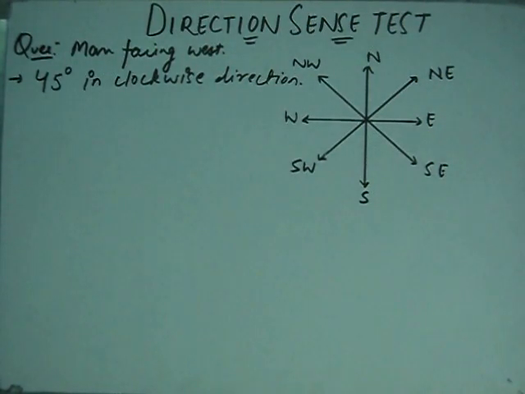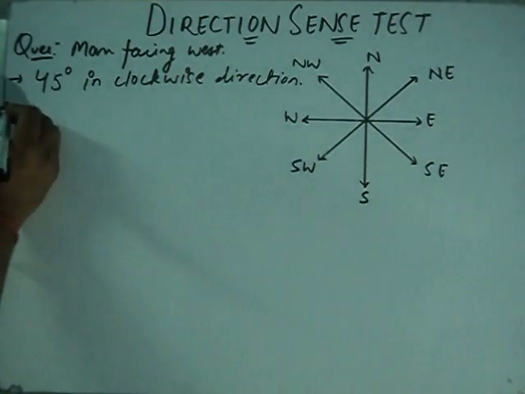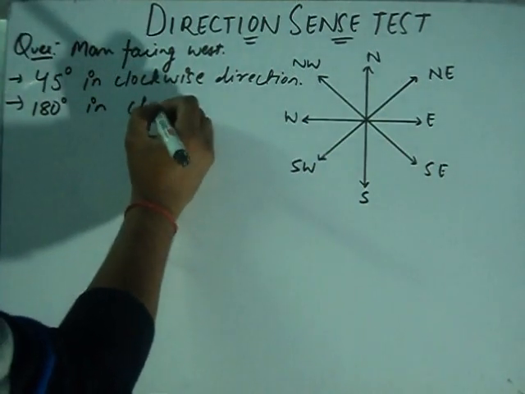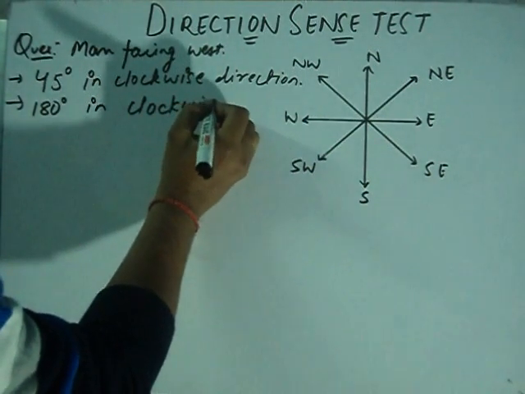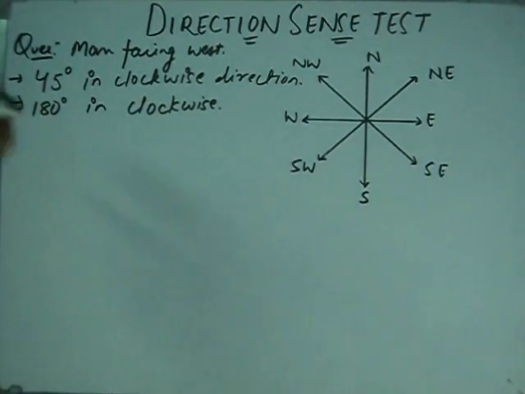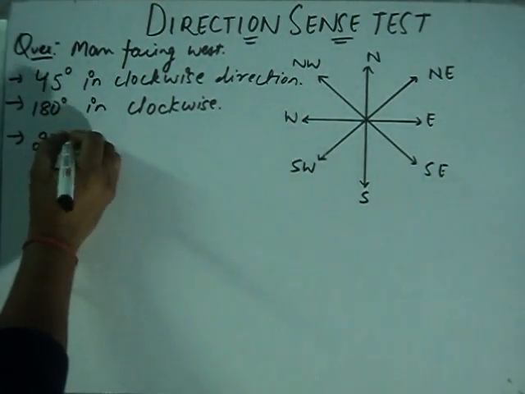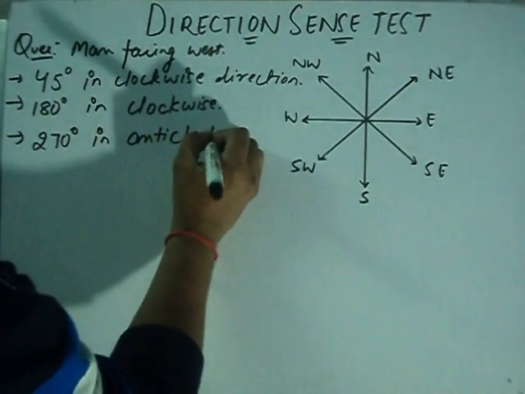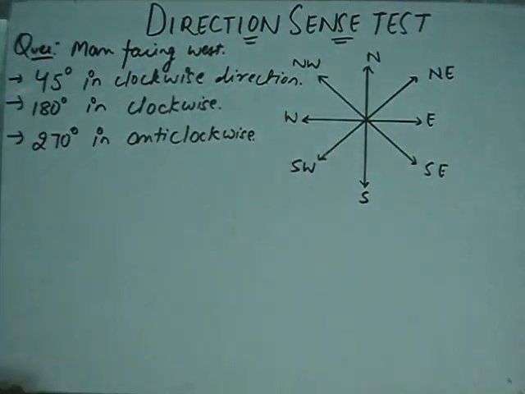And after that, he takes 180 degrees in the same direction, means 180 degrees clockwise, so he will take 225 in the same direction. And after that he goes 270 degrees anti-clockwise. So my question is, after doing this, in which direction is he facing now?